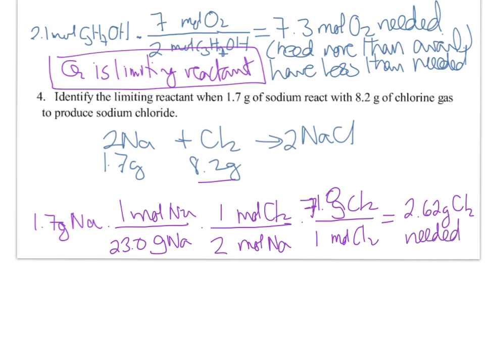Always write needed at the end. So whenever you start with one of your reactants, solve for the other reactant, write the word needed. So what does that mean? This means that if I use up all of my sodium, I would need 2.62 grams of chlorine to react with it. Do I have enough? I need 2.62. I have available 8.2 grams. Do I have enough? Yes, I do. I have plenty of chlorine. That means chlorine is not limiting me. So that means that sodium is the one that is limiting me.